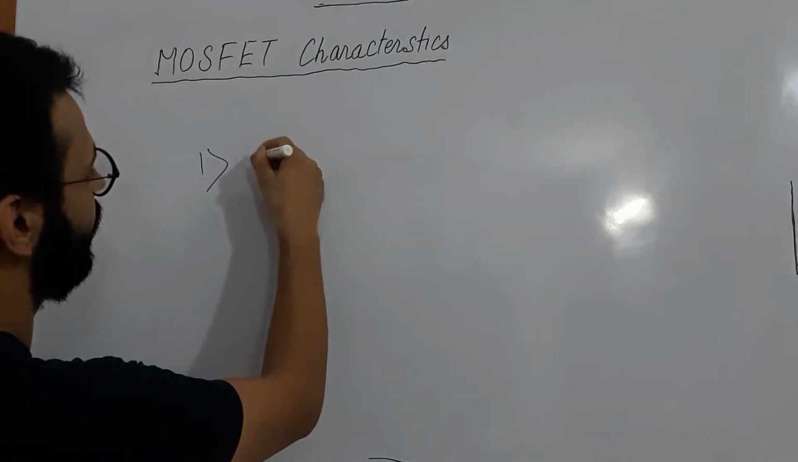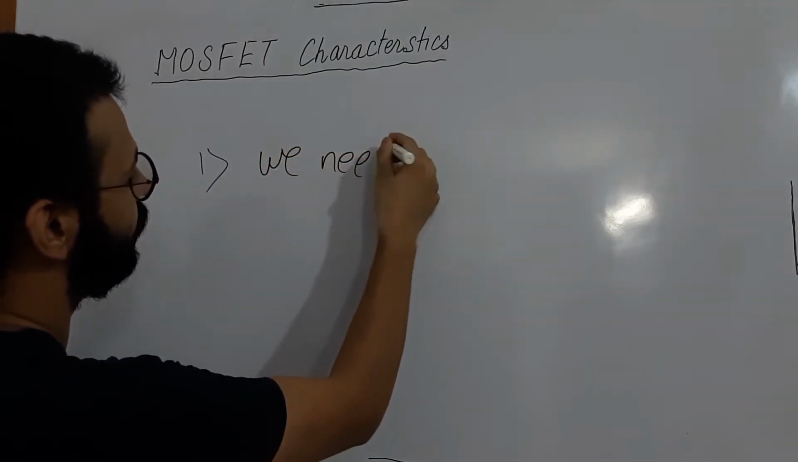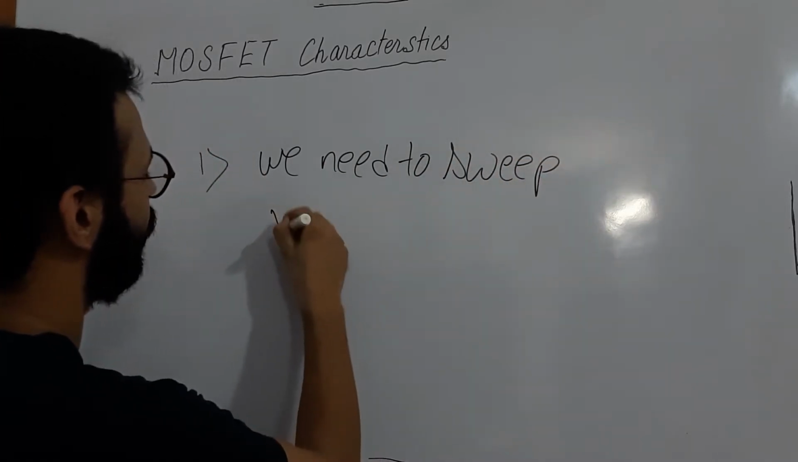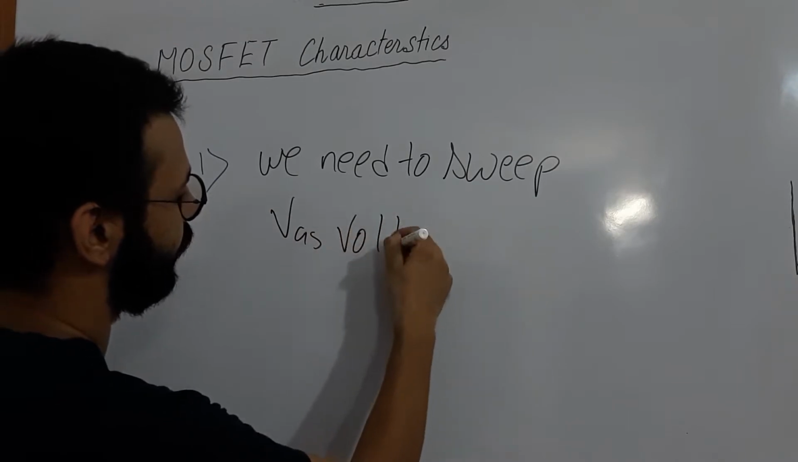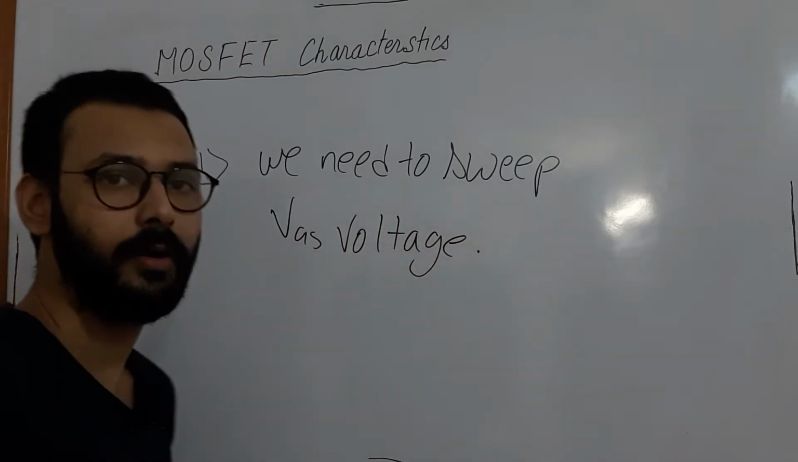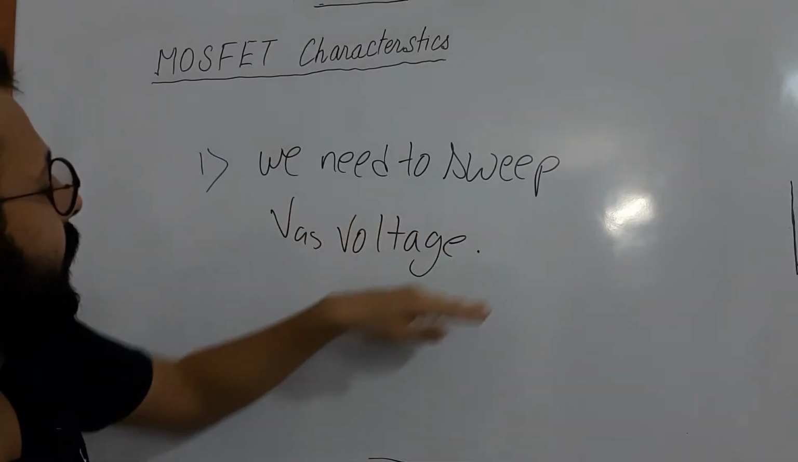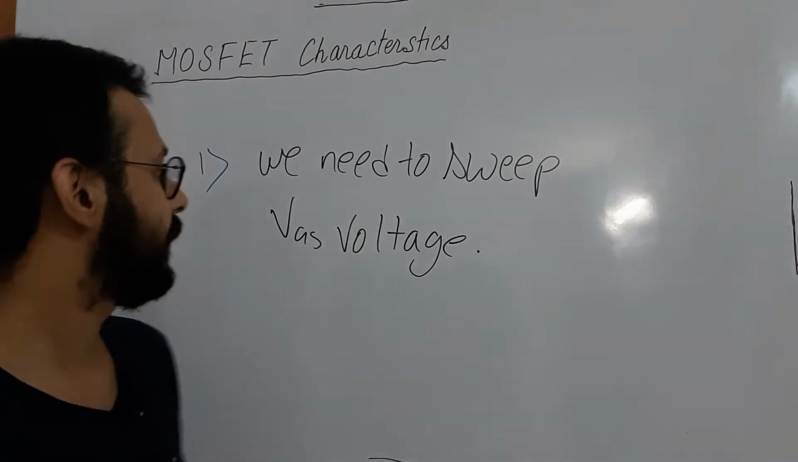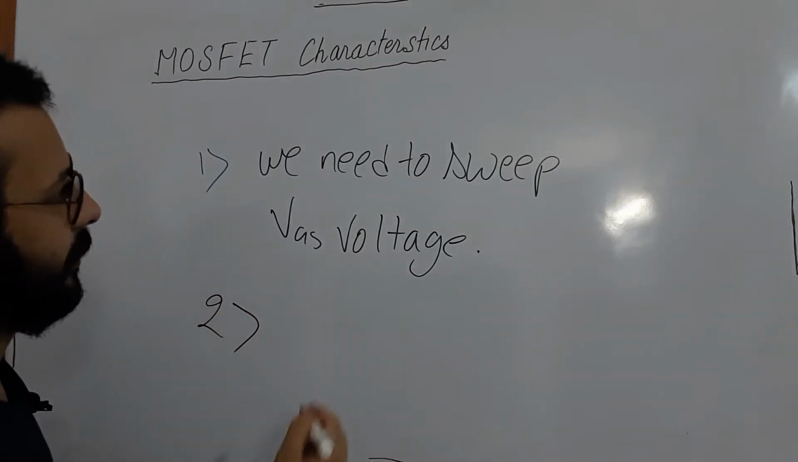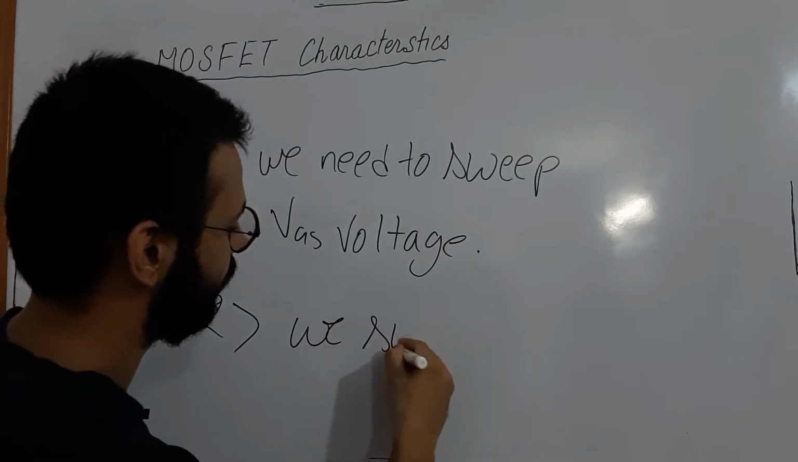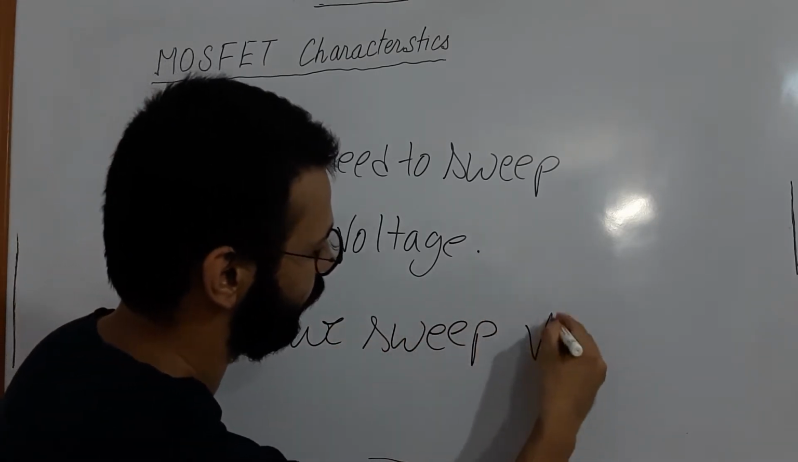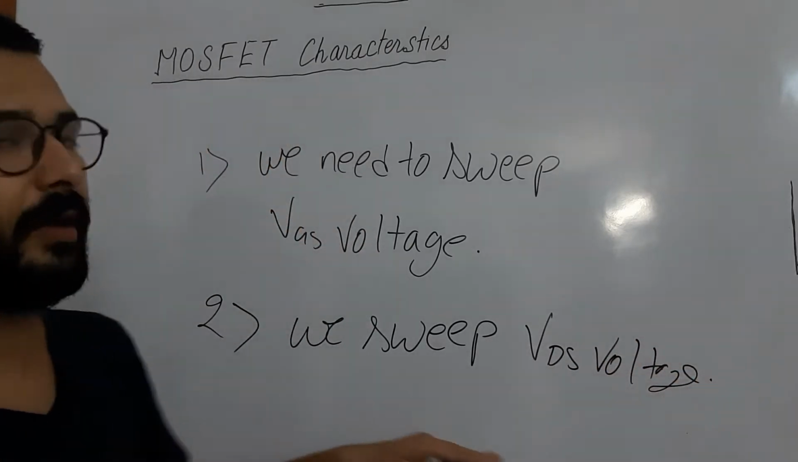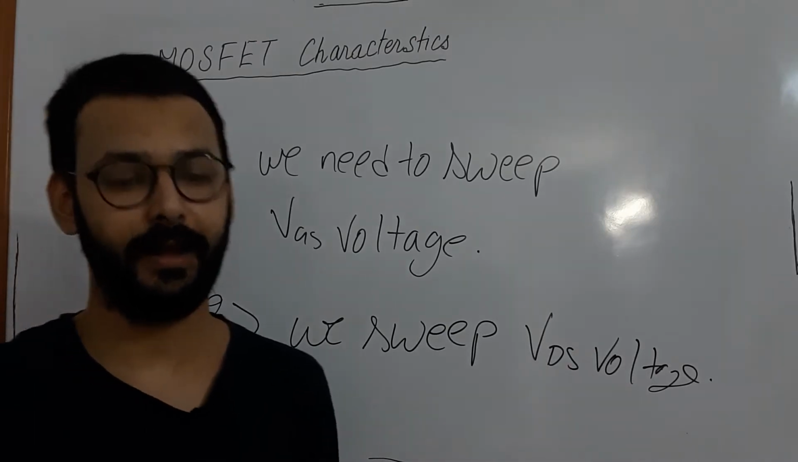So the first, we need to swap the VGS voltage. You can note it down. We need to swap the input voltage and then we measure the ID current. The second, we swap the VDS voltage, and then we measure the ID current.